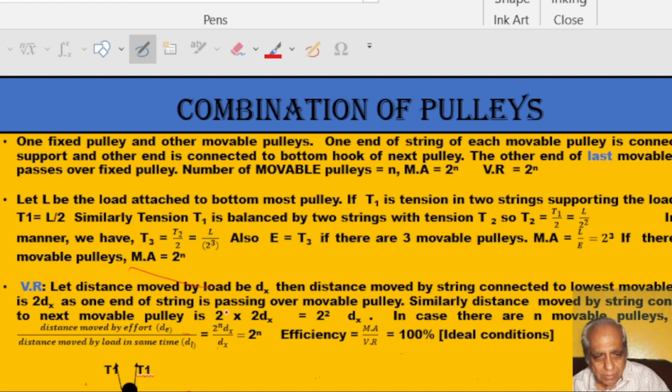But because we are using so many pulleys, there will be friction in the bearings of the pulleys. Then we are also lifting the movable pulleys, we are also lifting the string, so that will also lower the efficiency. So this is about combination of pulleys. You can revise for a few minutes, then we'll proceed further.